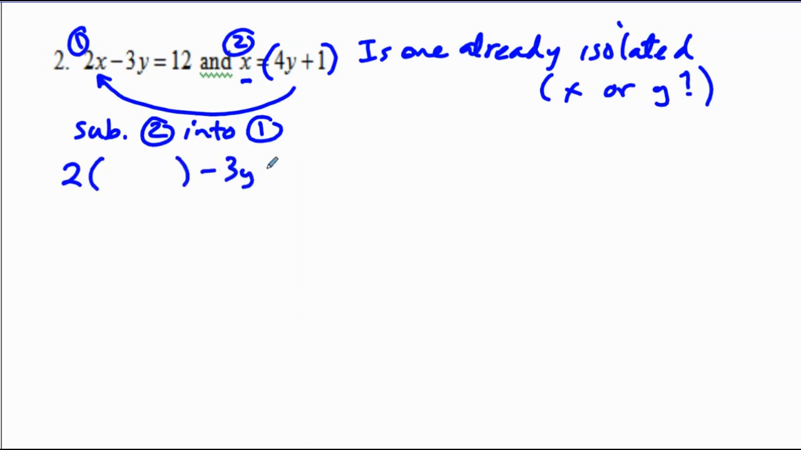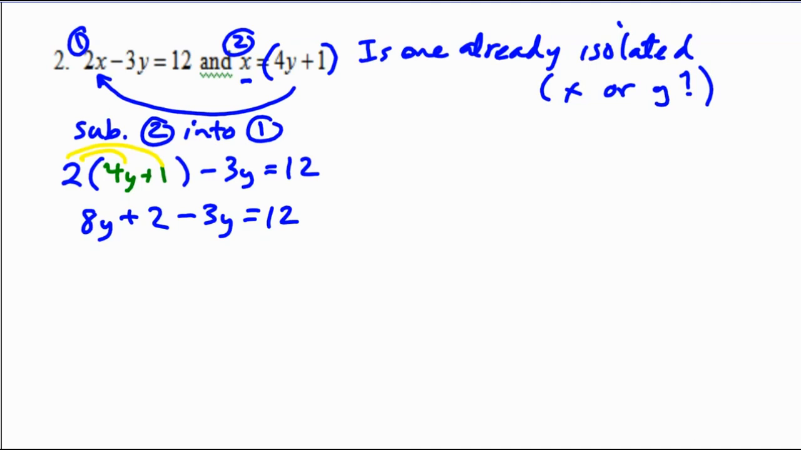Again, this is why we needed to know distributive property fairly well from the past. And so we put in our right side of number 2 and we distribute. So 2 times 4 is 8y. 2 times 1 is 2. Okay, nothing. So we just now broken down this bracket and we are remaining with the 3y equals 12.